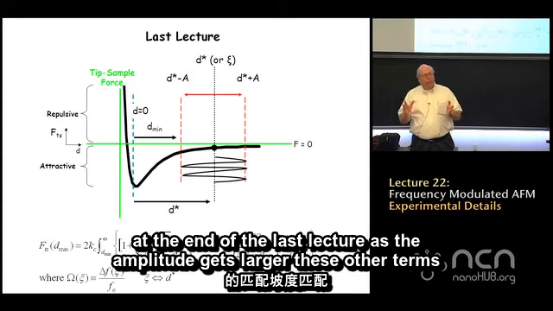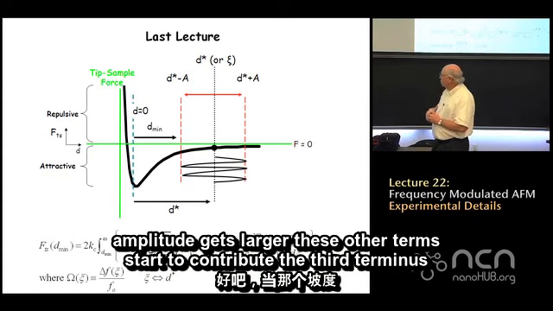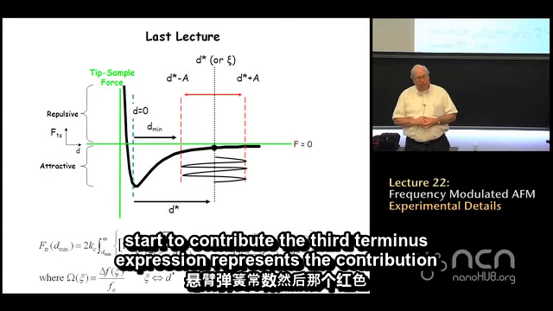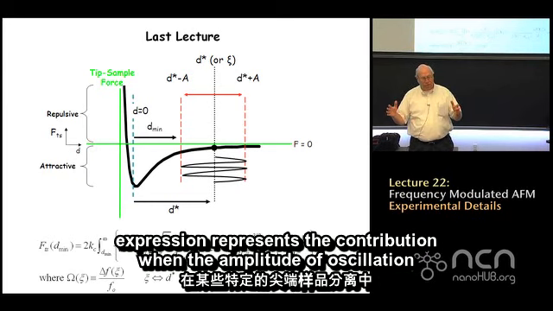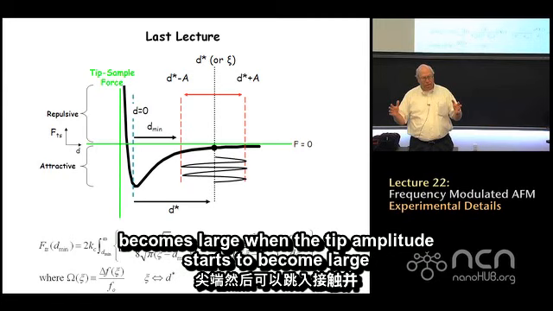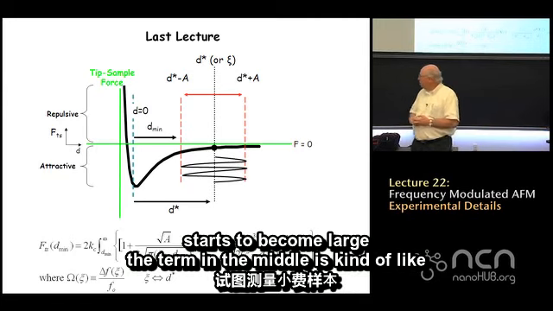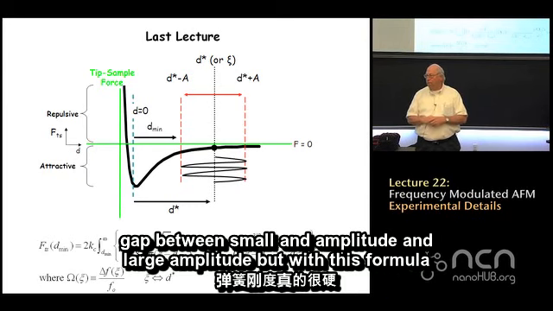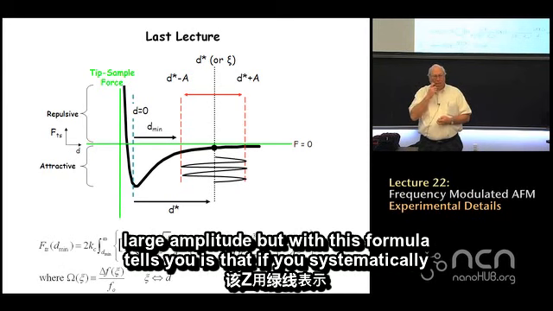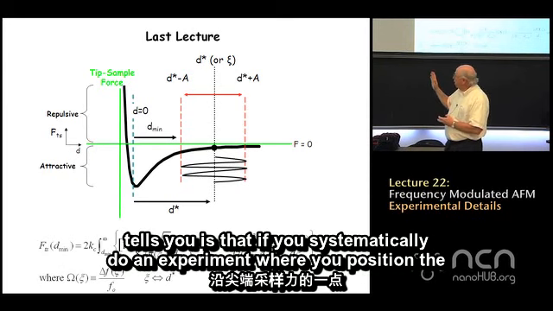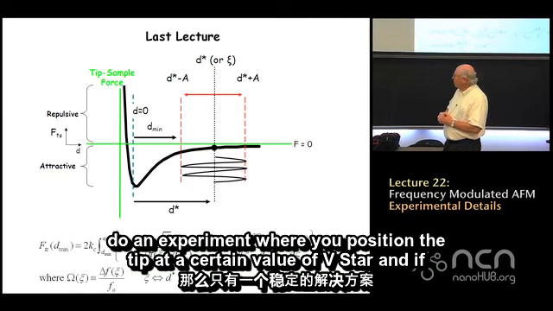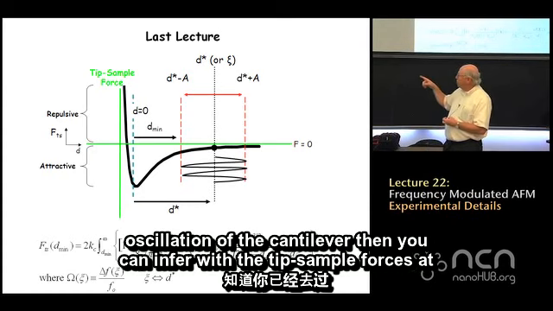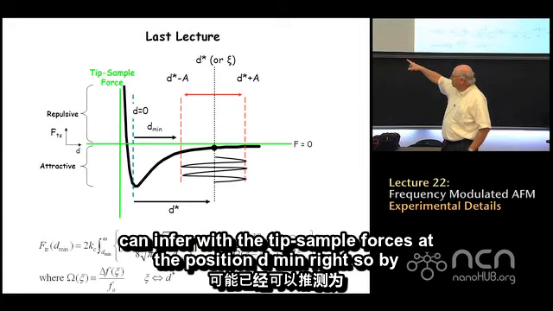As the amplitude gets larger, these other terms start to contribute. The third term in this expression represents the contribution when the amplitude of oscillation becomes large. The term in the middle is kind of like an interpolation term that bridges the gap between small amplitude and large amplitude. But what this formula tells you is that if you systematically do an experiment where you position the tip at a certain value of D star, and if you happen to know the amplitude of oscillation of the cantilever, then you can infer what the tip sample force is at the position D min.